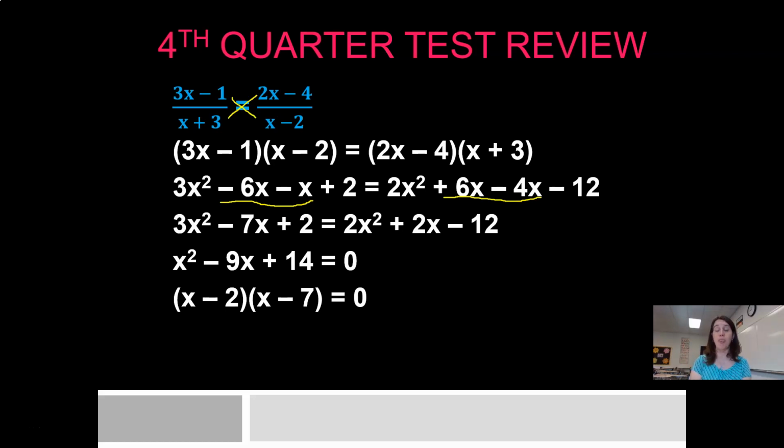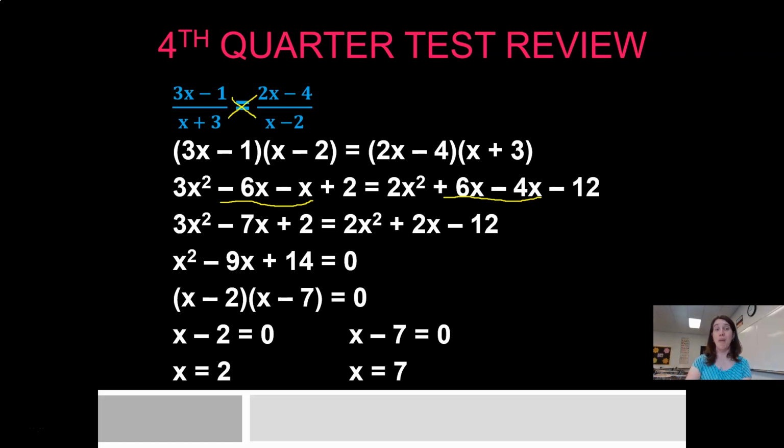We have our two parentheses equal to 0. One of those factors has to be equal to 0. So x minus 2 could be equal to 0, or the x minus 7 is equal to 0. The first equation, add your 2 over, so x is equal to 2. And the second equation, add your 7, so x is equal to 7.